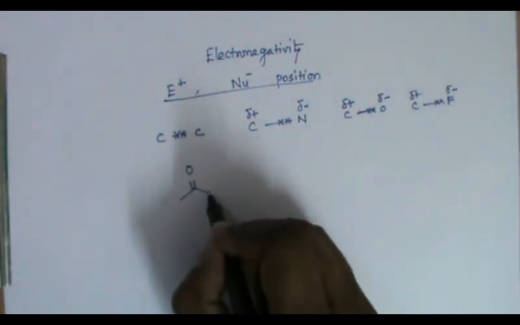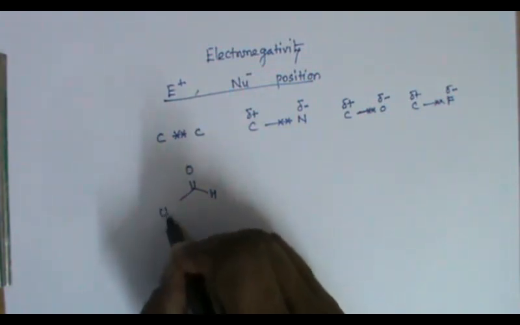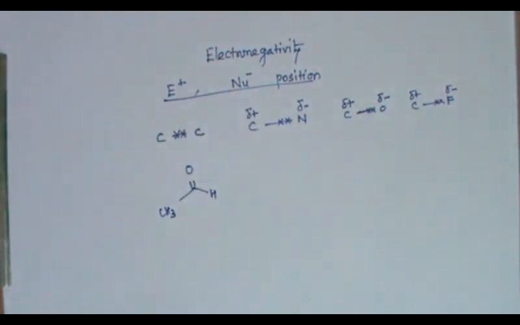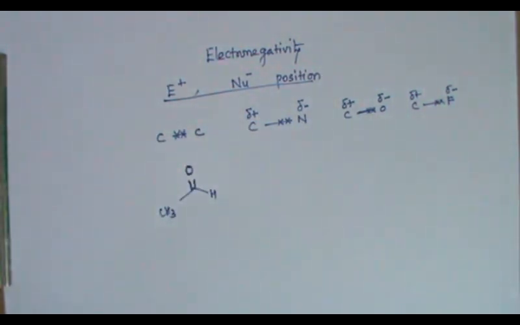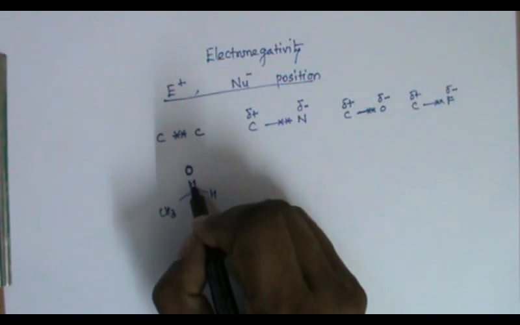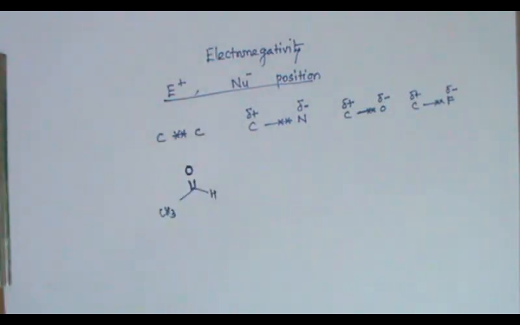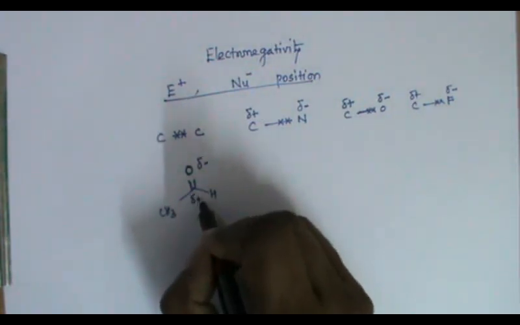For example, I go for this aldehyde, acetaldehyde. Here we have an oxygen and carbon bond. Since oxygen is more electronegative, the bond pair of electrons is moving towards oxygen. So we get del minus on oxygen and del plus on carbon.